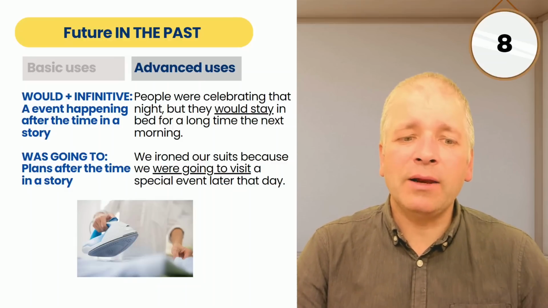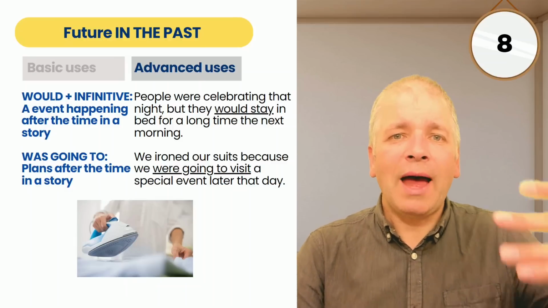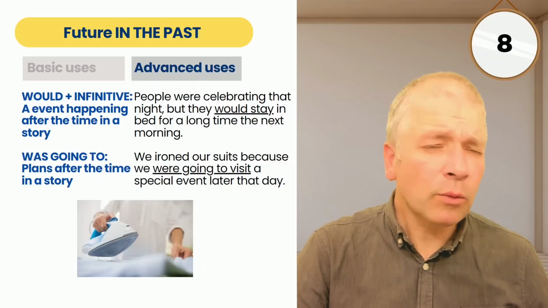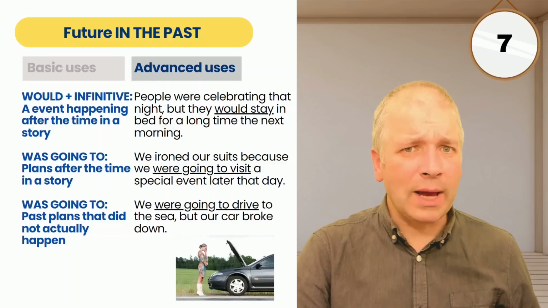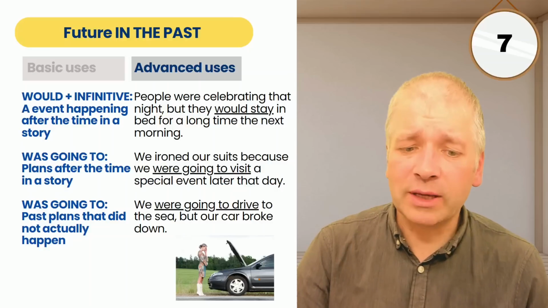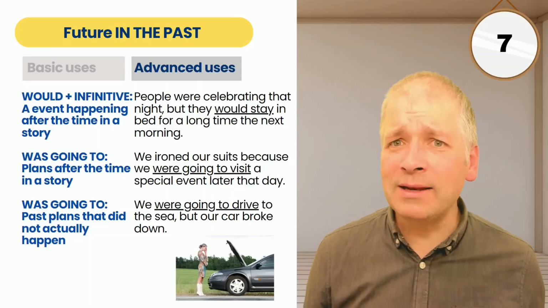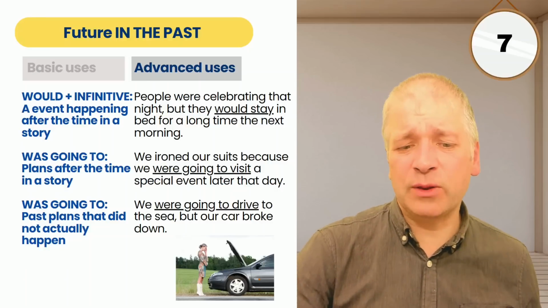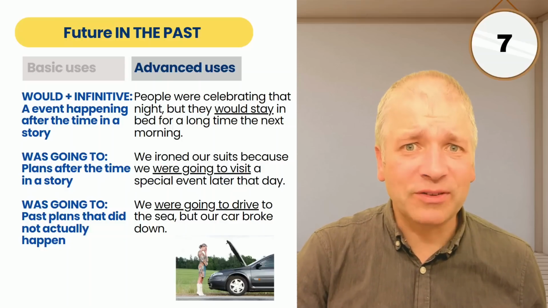It was a plan that was in the future at that particular point, at the moment when we ironed our suits. But was going to is often used in another way as well. And this is for past plans that did not actually happen. Look at this poor lady. She has a problem. What is it? We were going to drive to the sea, but our car broke down.